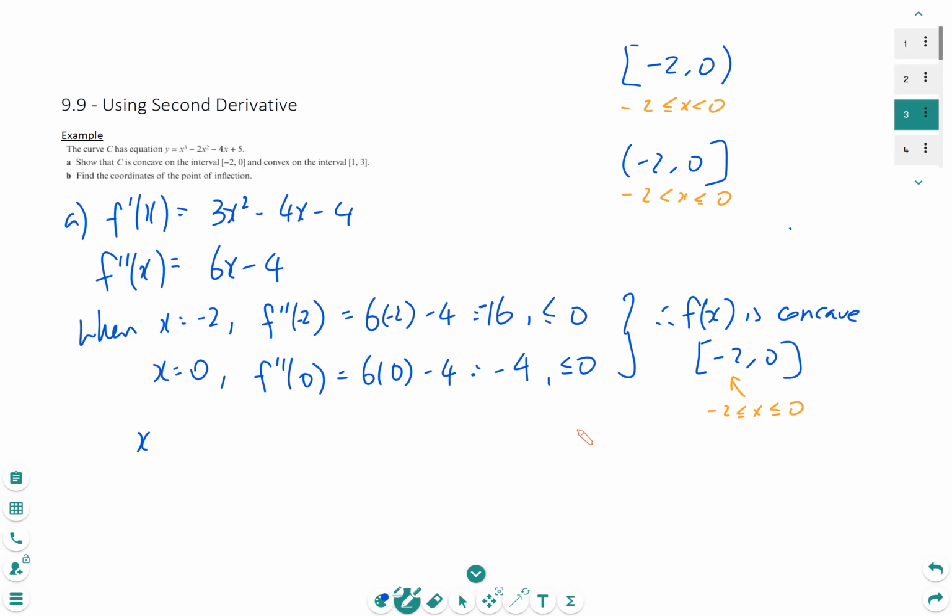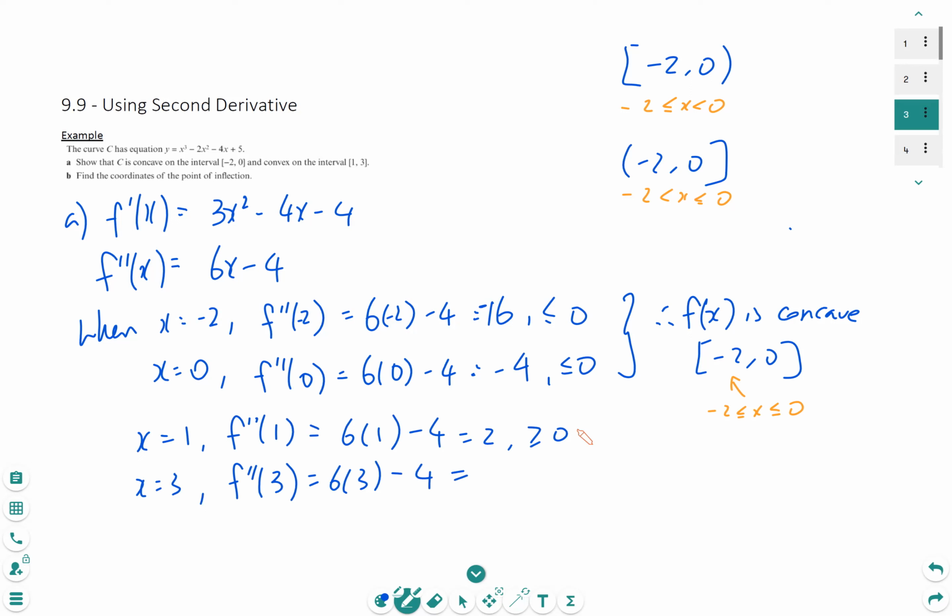So let's sub in when x equals 1. The second derivative at 1, we sub in 1 in there, we get 2. That's greater than or equal to 0. When we sub in 3, when x equals 3, 6 times 3 minus 4, that's 14, greater than or equal to 0. Therefore, f of x is convex between 1 and 3.